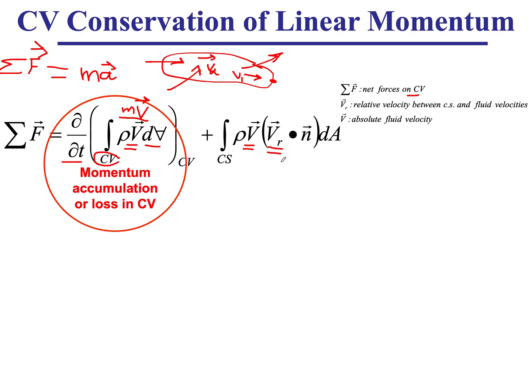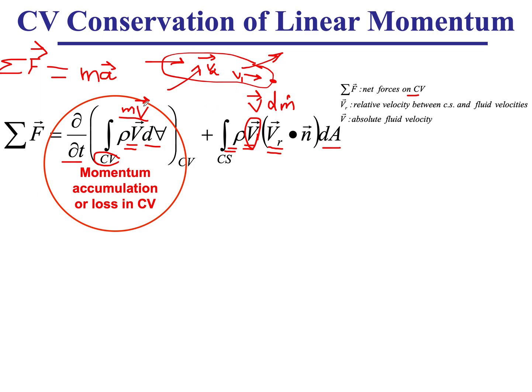So that's the relative velocity that gives us the mass flow rate. So density times V relative dot n dA, that's actually mass flow rate, so that's m dot. And if you want to be more accurate, it's dm dot. And this is the velocity that contributes to the linear momentum, which is the absolute velocity observed by someone sitting on a fixed ground.